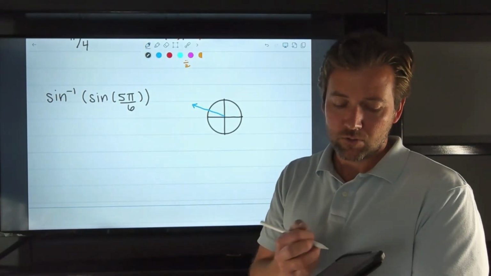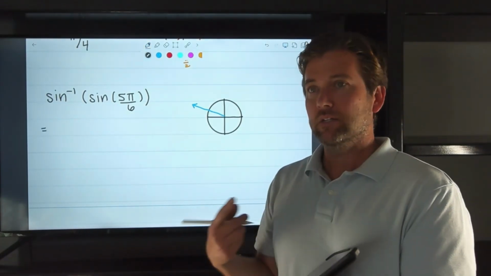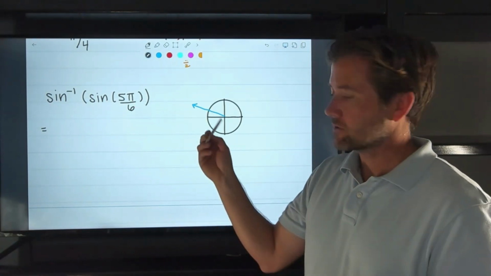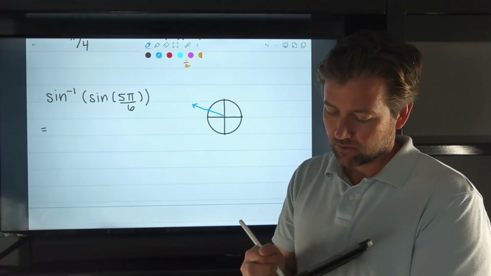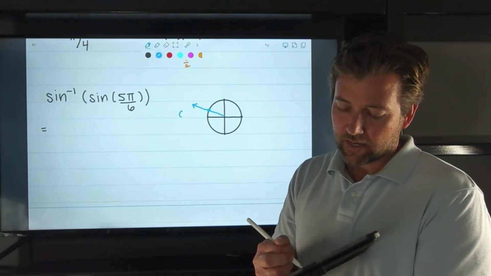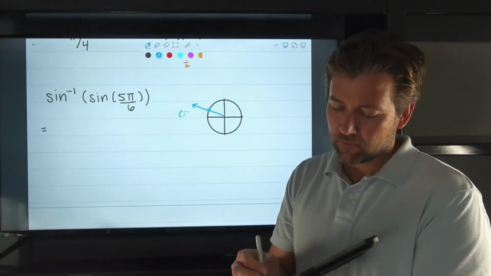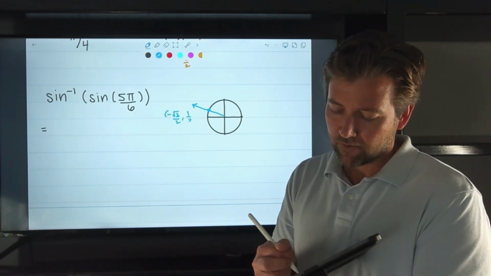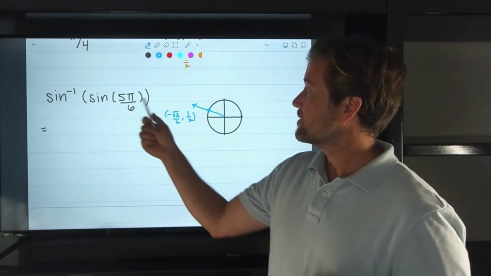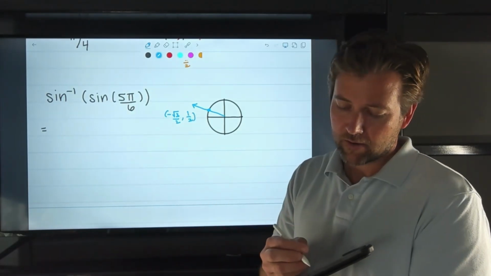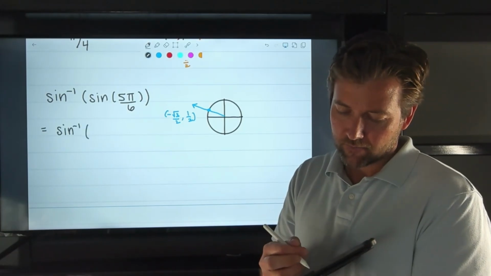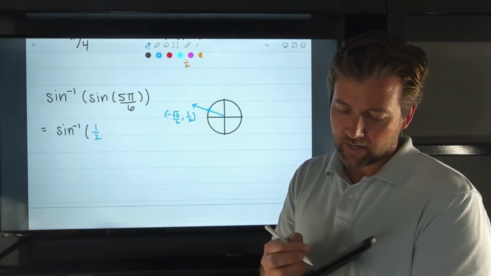So all we have to do is do these problems like we did the first set. The sine of 5 pi over 6 is this y coordinate, which is a half. This point is negative square root of 3 over 2 comma 1 half. But the sine of 5 pi over 6 is this half. Now we have the arc sine of 1 half.